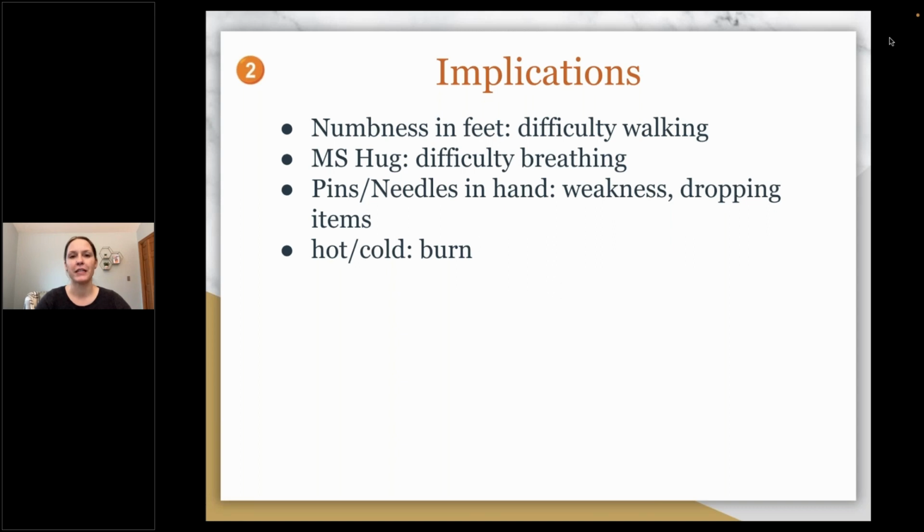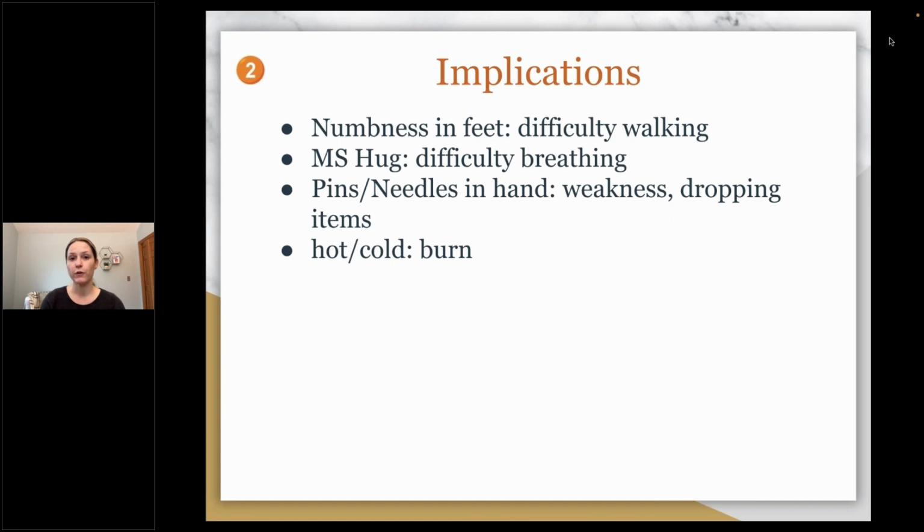And this is another perfect example. So often I'll be working with my clients and they'll tell me their big goal is to improve their walking. And we talk about all these exercises that they can be doing for strengthening and balance and walking. And then I'll ask the question of, how's the sensation in your feet? And they'll say something like, oh, it's fine, it's a little numb, but my strength is so weak, like I'm really weak in my legs.